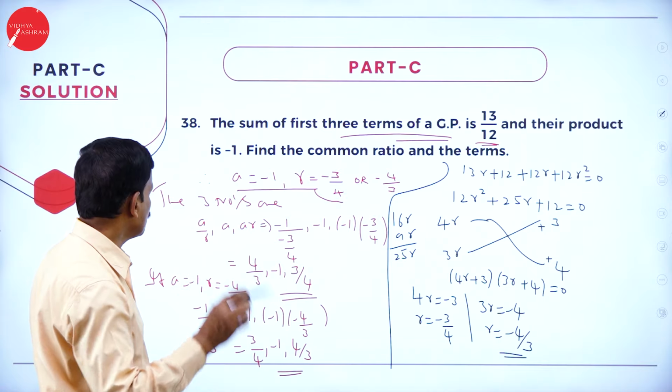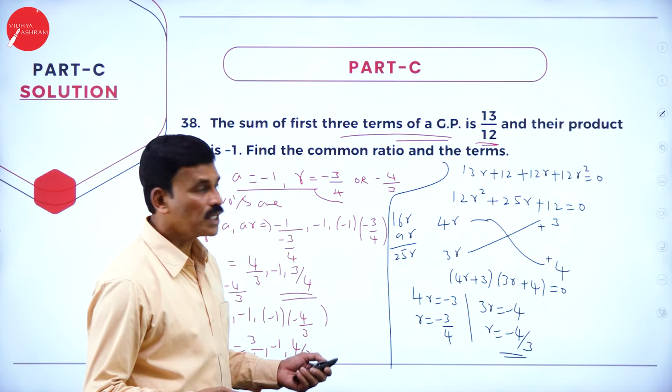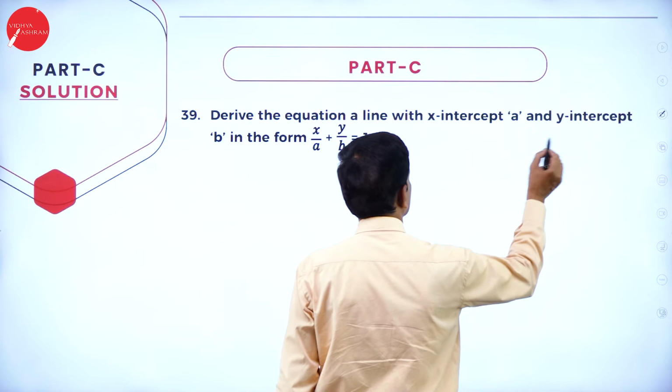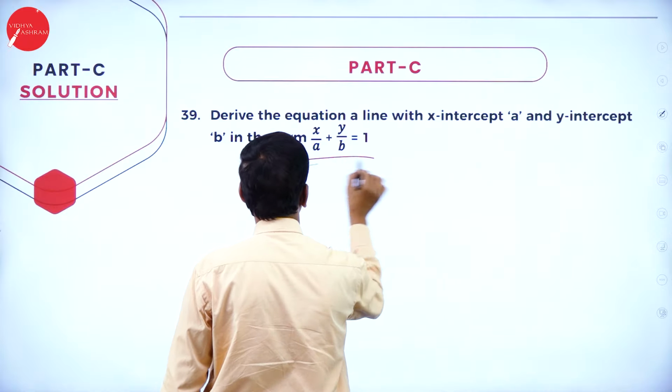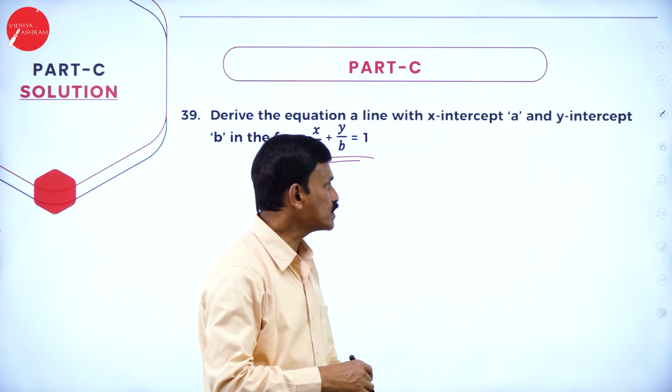So, this is how we are going to solve this problem, okay. Hope you followed, very important. Now, move on to the next problem. Derive the equation of a line with x intercept as A and y intercept as B in the form x by A plus y by B is equal to 1. Very important derivation, this is from straight lines.